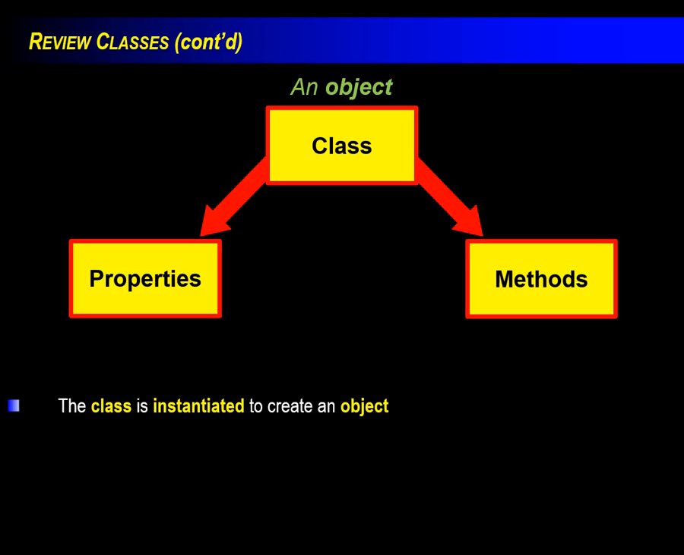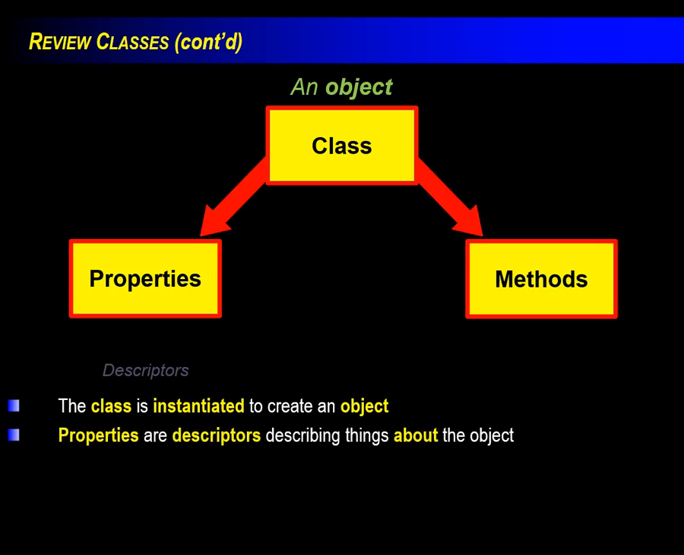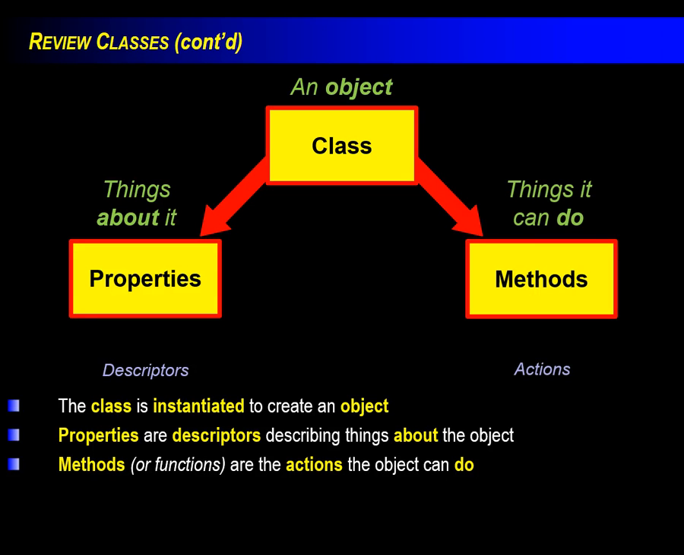Or if we were architects and builders, I could give you one blueprint for a house. That's the class, the blueprint. And you could use it to build many houses in a neighborhood. All look the same, but they'd all be objects of that class. Properties describe the object. They're things about it. Okay, so they're descriptors. Methods are actions or things the object can do. So they are the two parts of an object or a class, the things it can do and the things about it. If we were in English class right now, what words could we use to describe these things?